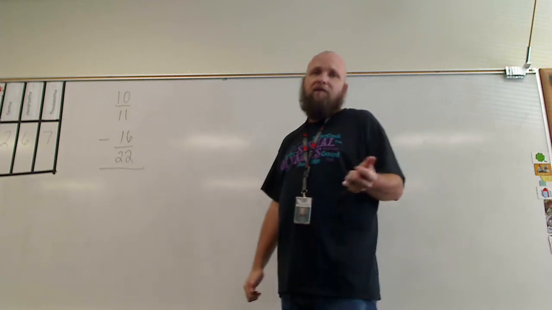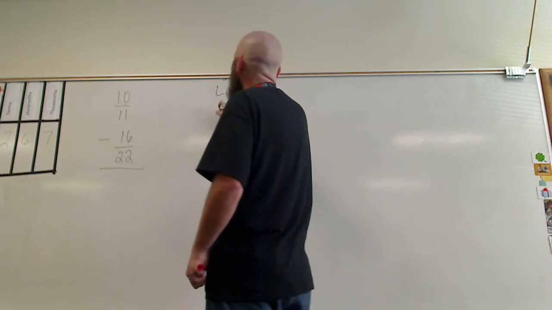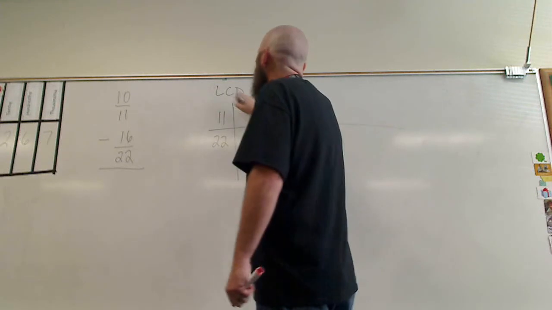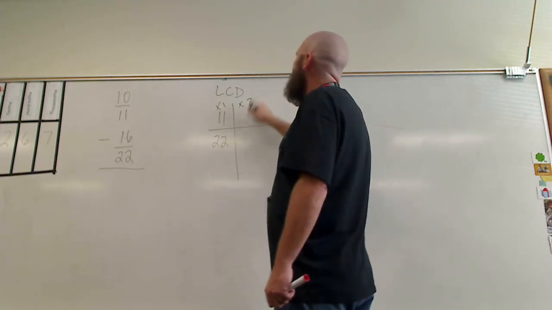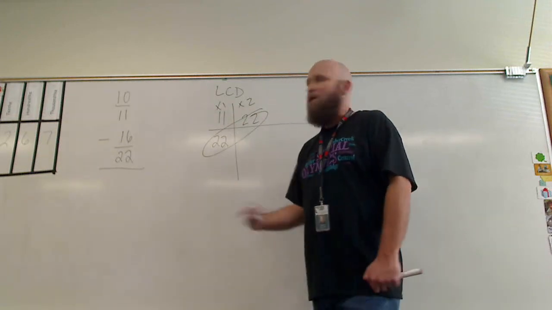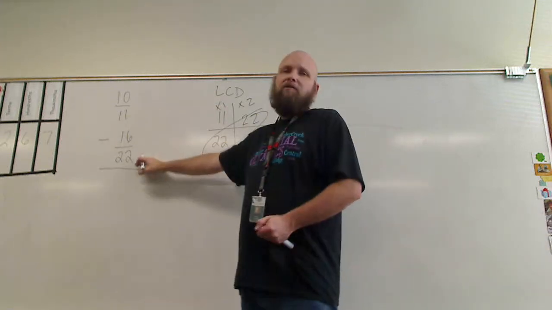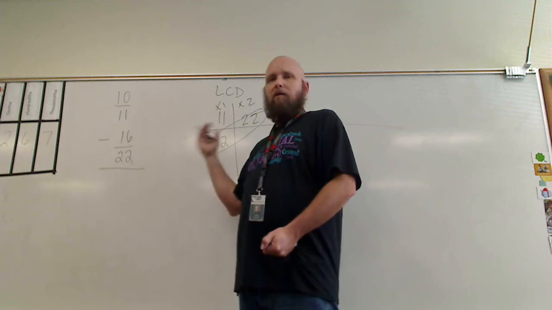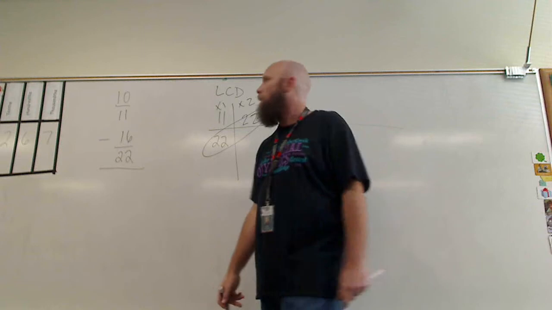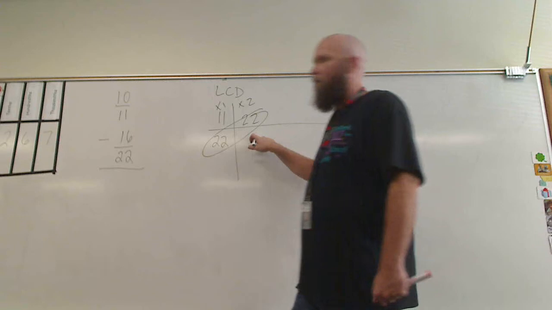All right, we need to find the least common multiple of 11 and 22. The least common denominator for 11 and 22. So times 1, times 2, 11 times 2 is 22. There's my least common denominator. What I would always suggest is see if your smallest one goes into your biggest one. See if the biggest one is a multiple of your smallest one. That makes it easy. A lot of times it's going to be that way. All right, so let's change both these fractions so that they have a denominator of 22.